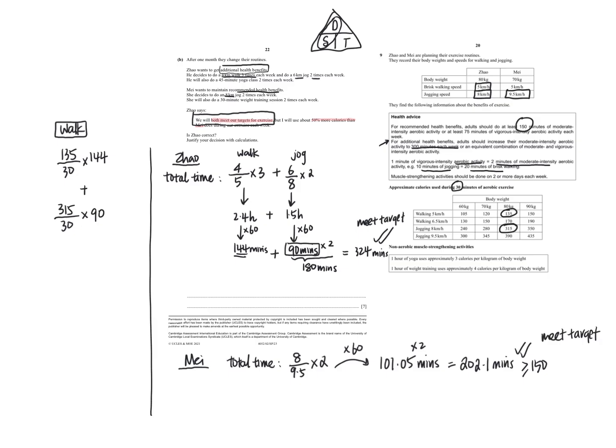So you add up in total, not just that, for yoga, he does 45 minutes of yoga 2 times per week, so that's 90 minutes. And then in that 90 minutes, what did they say about yoga? 3 calories per kg of body weight for every 1 hour. So I divide by 60, and then I times 3 calories per kg. His weight is 80 kg.